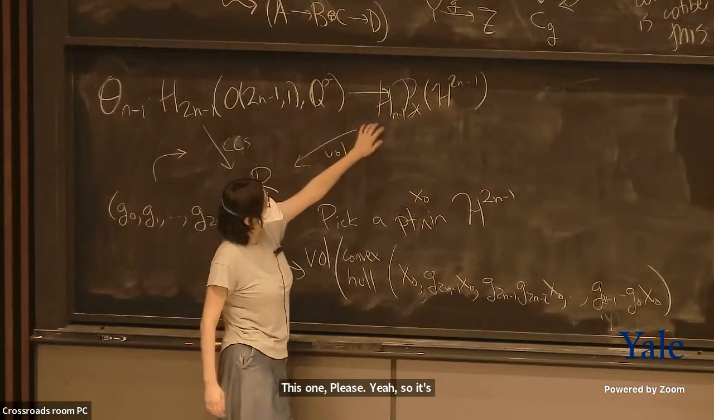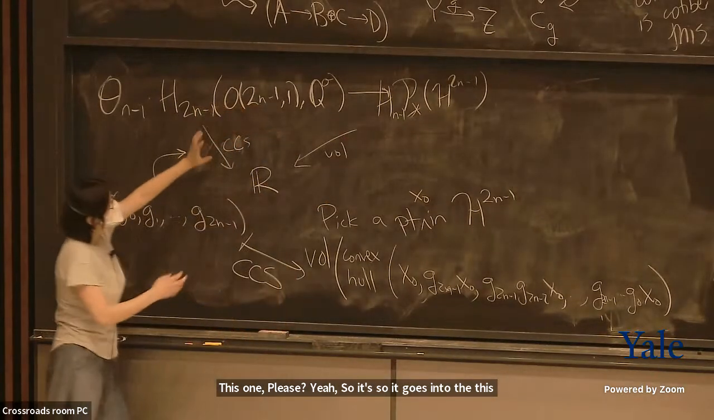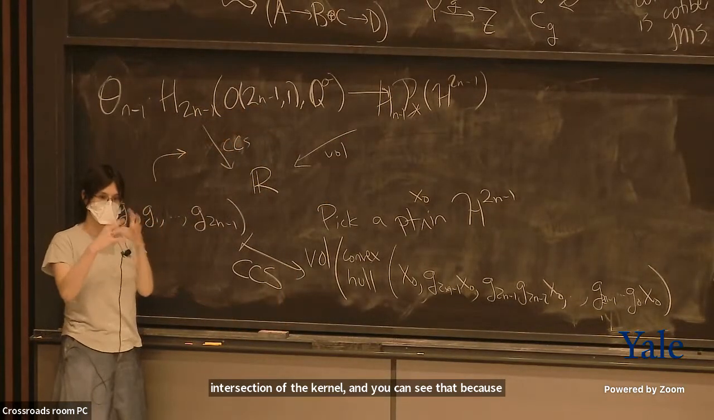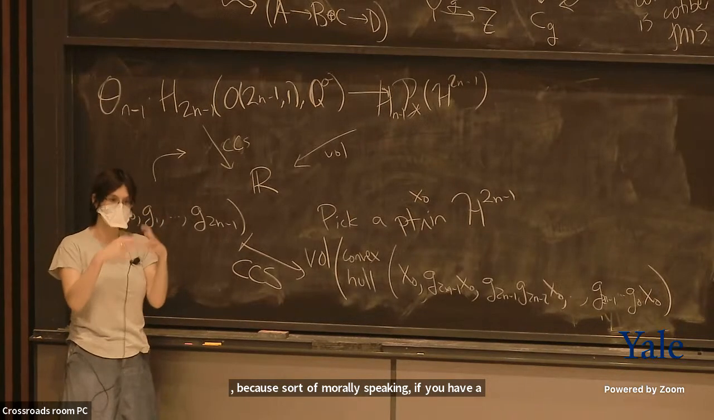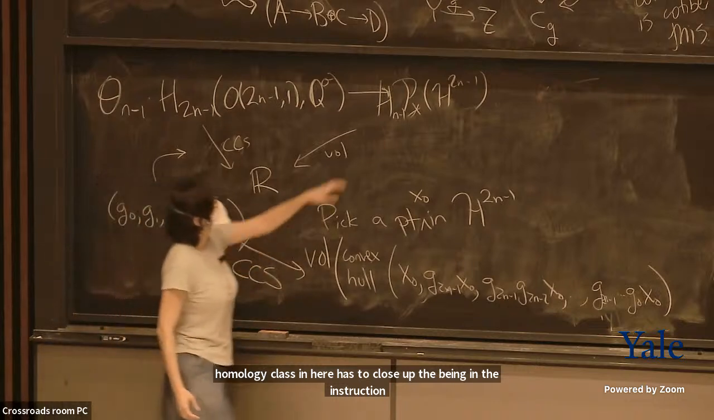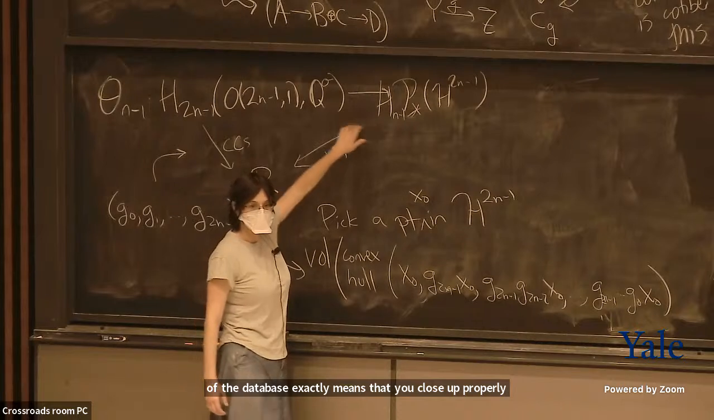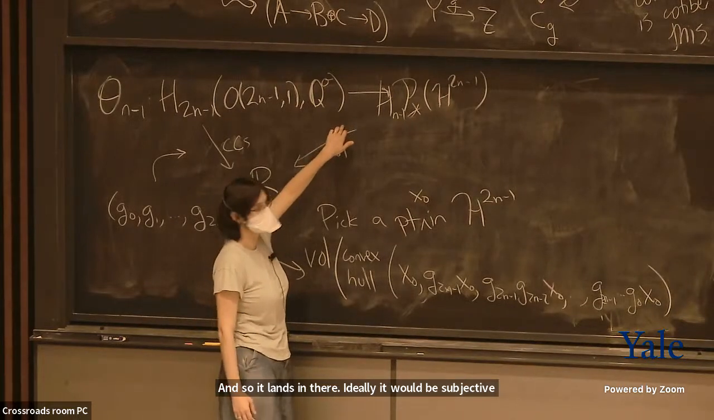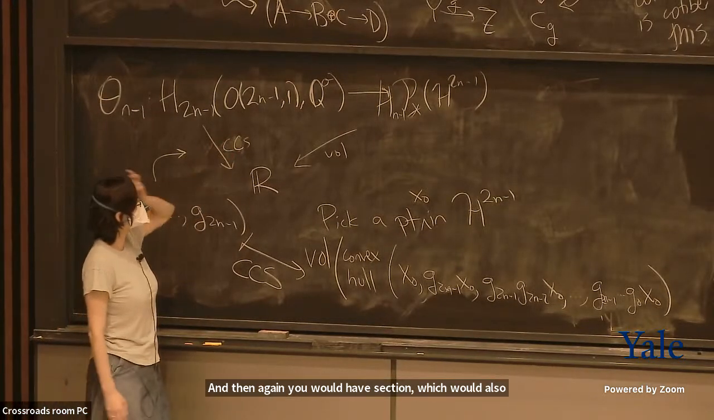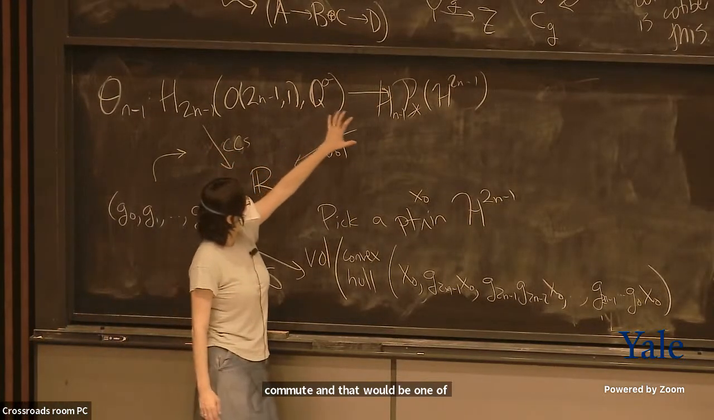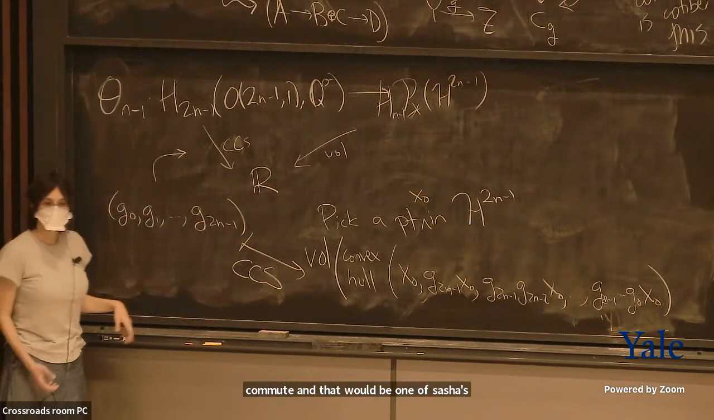So it goes into this intersection of the kernels. And you can see that because, morally speaking, if you have a homology class in here, it has to close up. And being in the intersection of the Dehn invariants exactly means that you close up properly. And so it lands in there. Ideally, it would be surjective. And then again, you would have a section, which would also commute. And that would be one of Sasha's conjectures. That's what you can say about it.